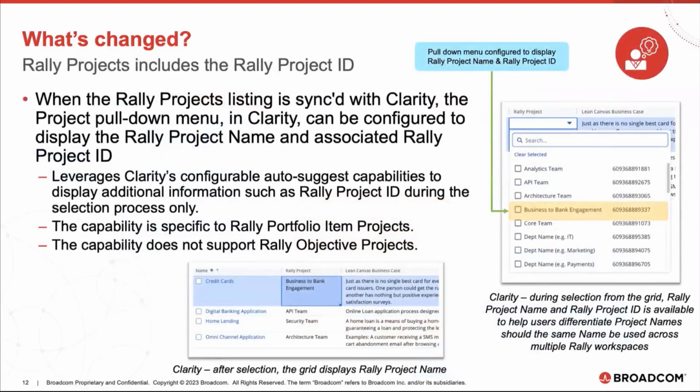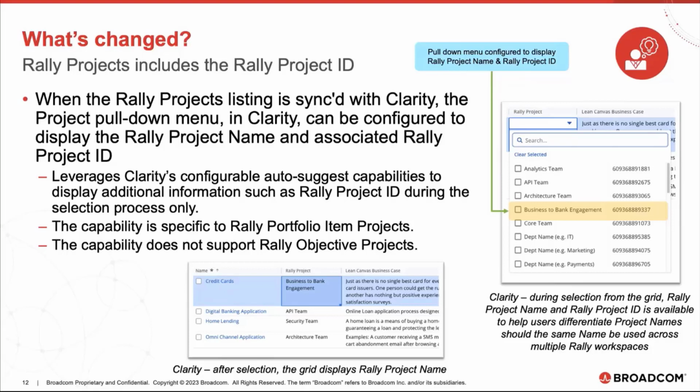Finally, this new addition was driven by customer input. Essentially leveraging Clarity's configurable auto-suggest capabilities, customers can optionally display the Rally project ID in addition to the Rally project name in Clarity. The Rally project ID information is displayed when the Clarity pull-down menu is activated, so it's on the right as an example. When the pull-down menu is closed, like the left example, the grid, the flyout, or the board cards, but I've got a grid example here, will display the project name only.